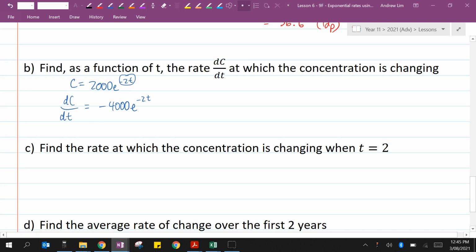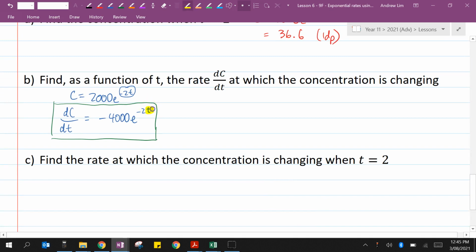Find the rate at which the concentration is changing when t is equal to 2. So just to refresh your memories, whenever we differentiate, we're finding the gradient function, or we're finding the rate of change. So what we've done here is we've differentiated it, and with the gradient function, we can work out the gradient along any point of a curve. We're pretty much doing the same thing here, okay, except it's just a rate of change. Okay, so we can sub in any value for t, and it'll tell us the rate at which the concentration is changing in this case.